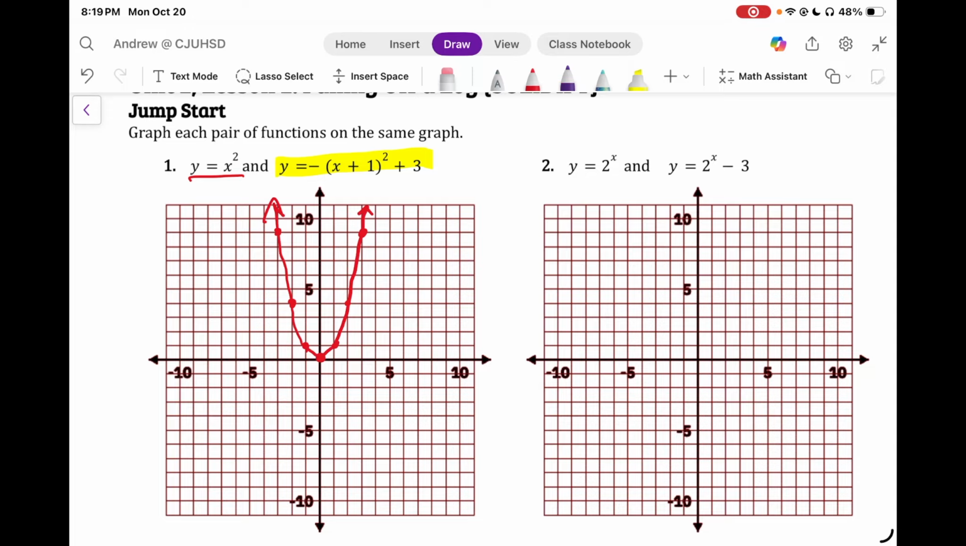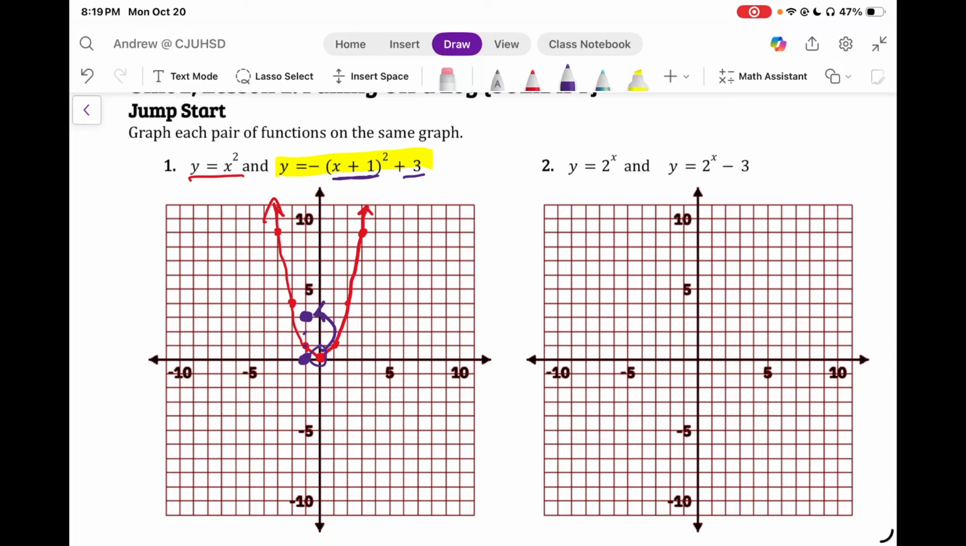How has it been modified? Well, for one thing, it's been shifted horizontally. X plus 1 will shift it left 1 unit. Now you might think it's right 1 because it says plus 1, but this is backwards. So it goes to here, and then there's a plus 3, so that goes up 3, 1, 2, 3, to here. So the origin has now moved to there.